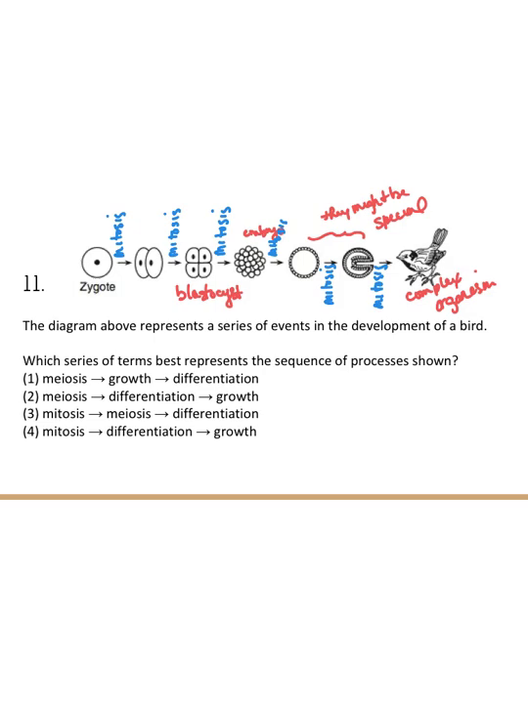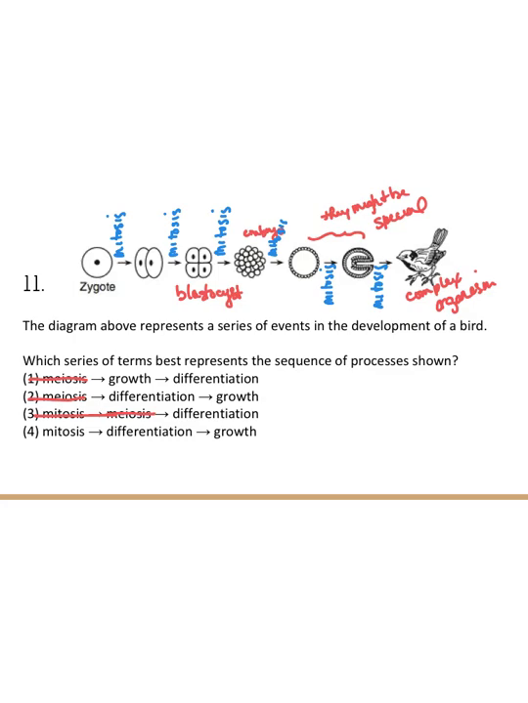So, it's a series of events in the development of a bird. Which series of terms best represents the sequence of the processes? So, I'm starting with a zygote. I'm going to tell you right now that meiosis is out because meiosis creates what forms a zygote. So anything that starts with meiosis is out. That leaves me 2 that start with mitosis. But I see meiosis in this one again. So I'm going to have to cross out number 3 also.